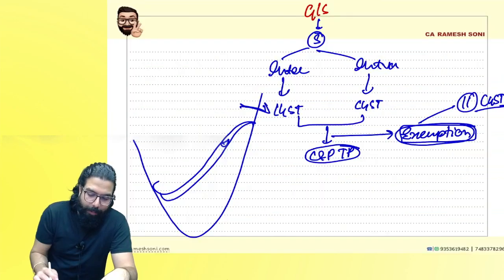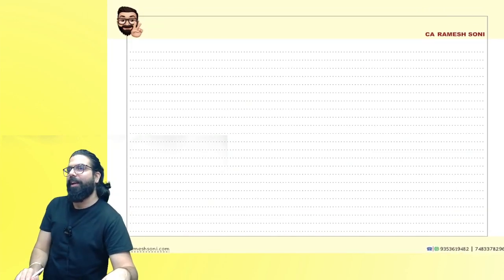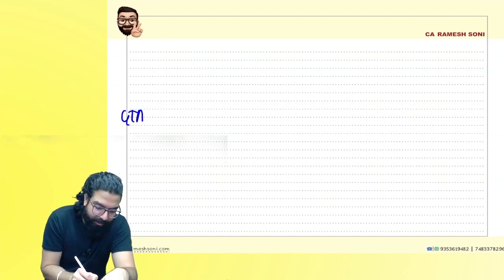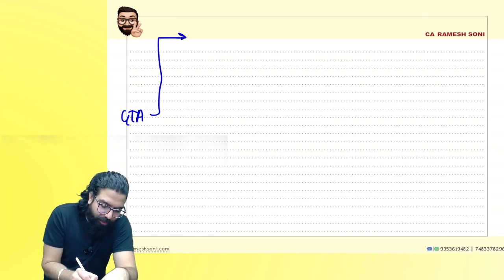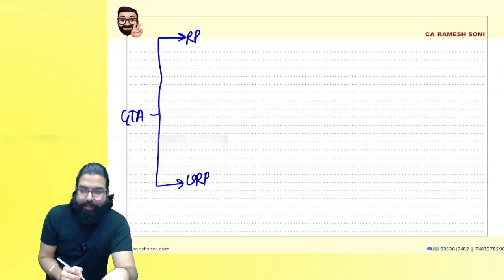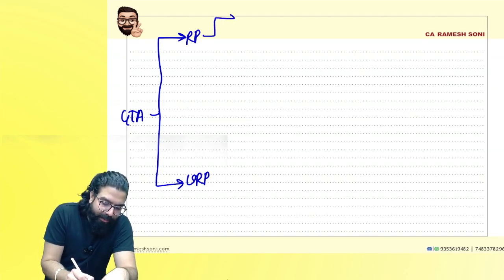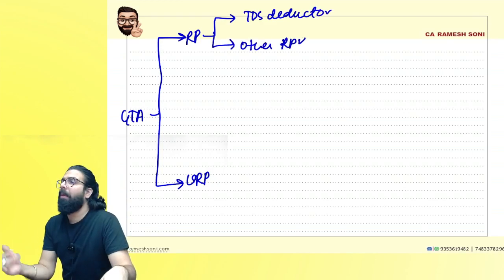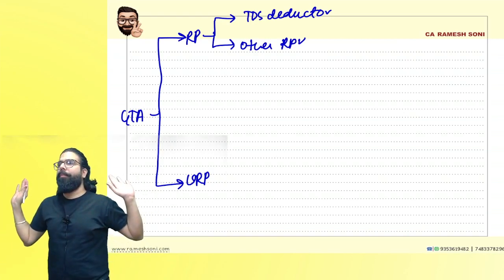Now, I want you to remember reverse charge in the case of GTA. Remember, reverse charge, forward charge. Goods Transport Agency can provide services to a registered person and also to an unregistered person. If they are providing services to a registered person who is a TDS deductor, do you remember TDS deductor? Or any other registered person, it might be a factory, might be a society, whoever is registered.